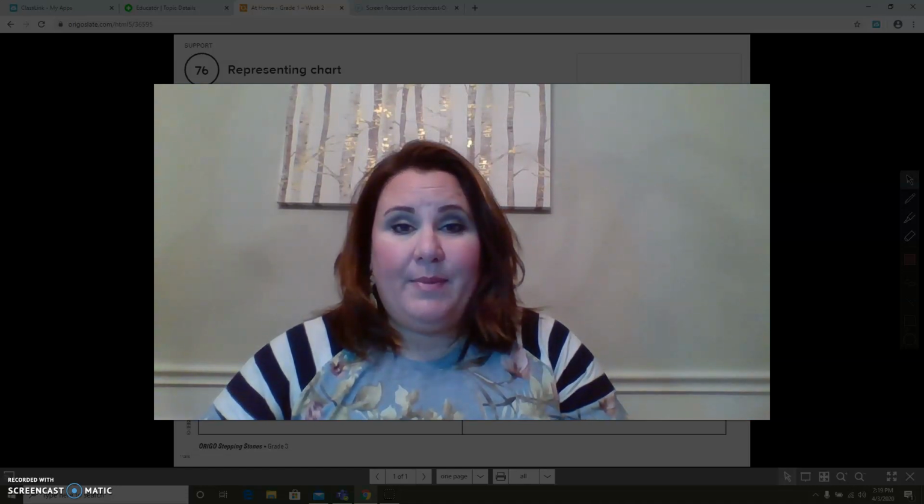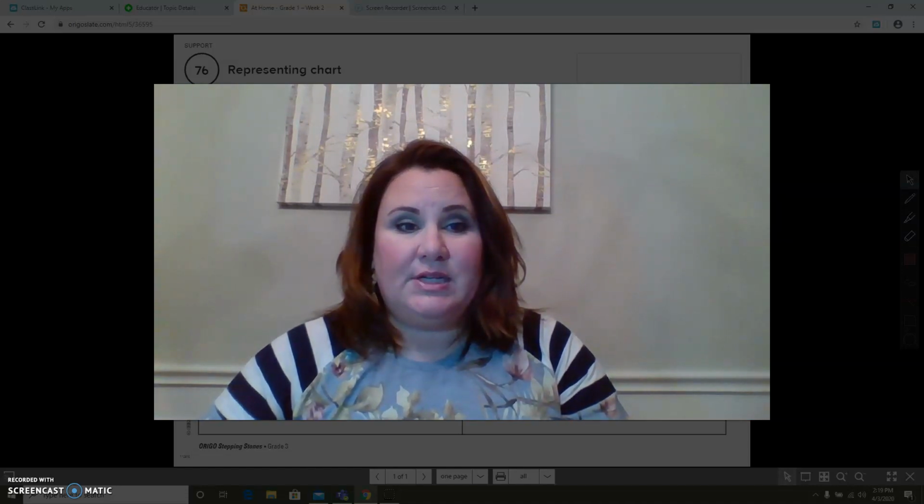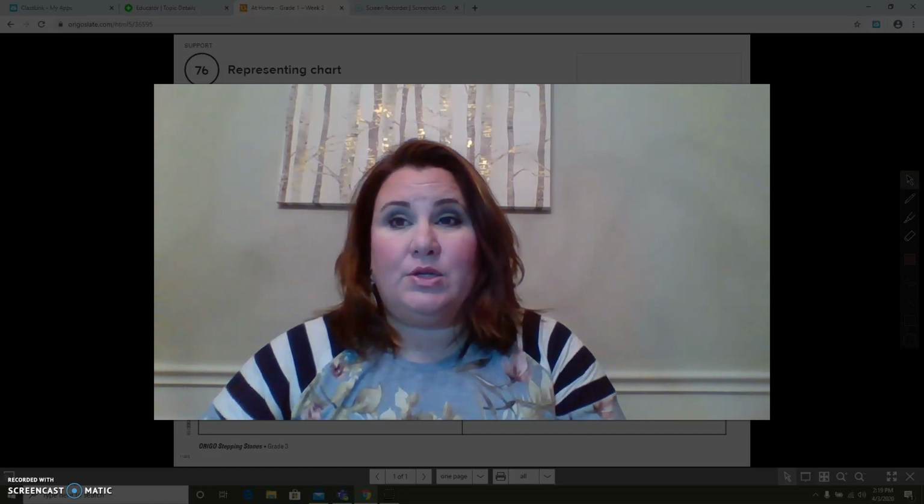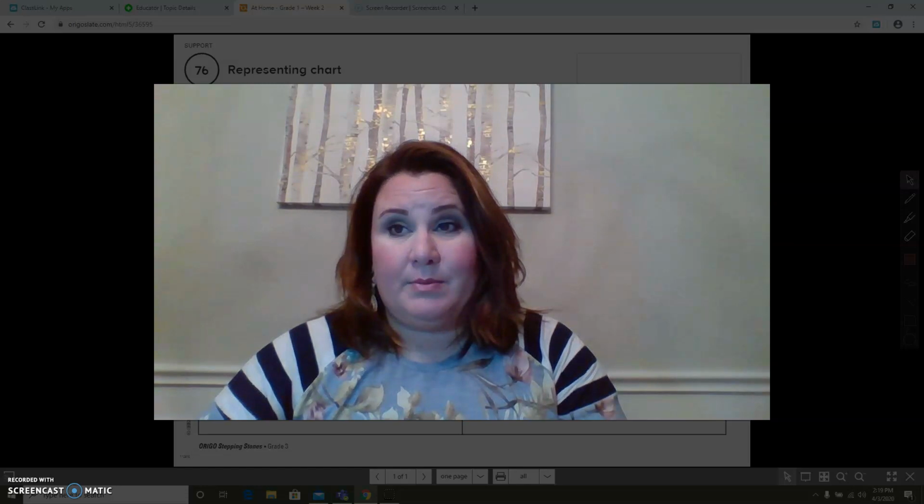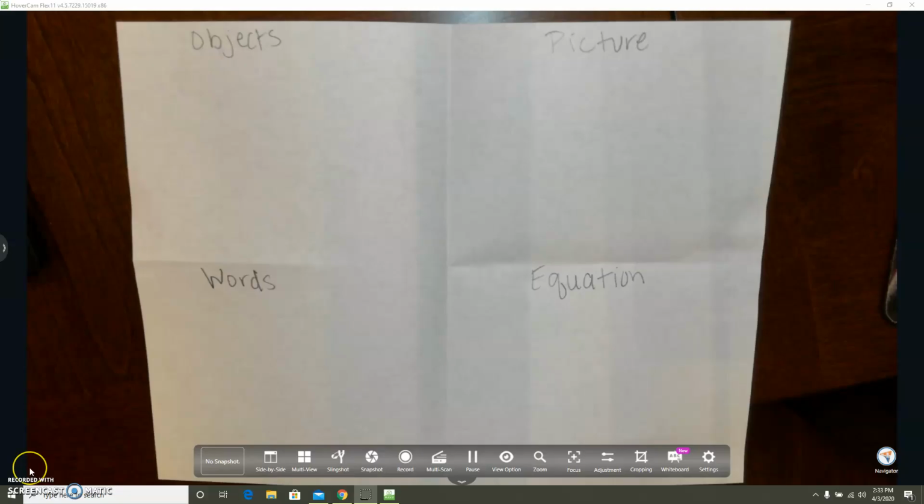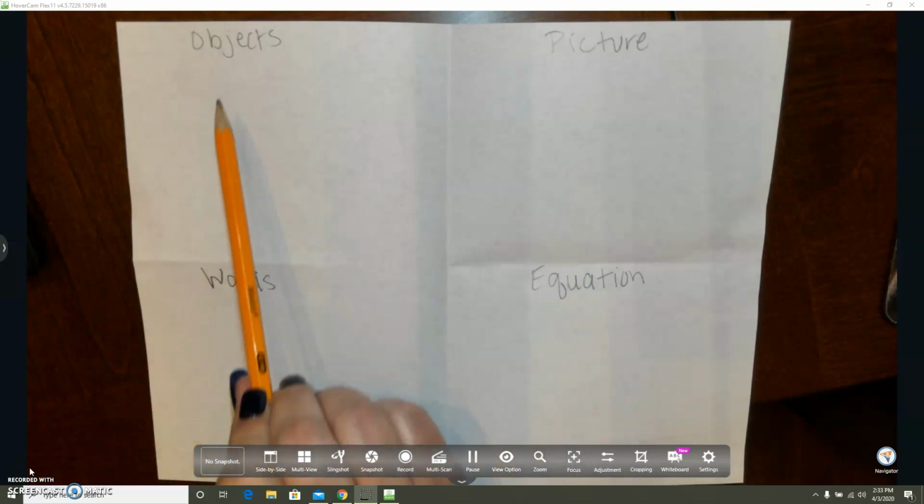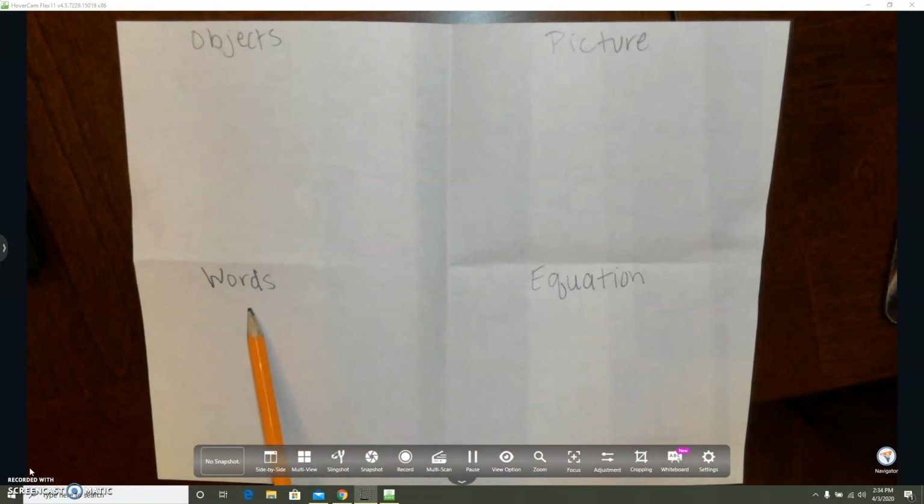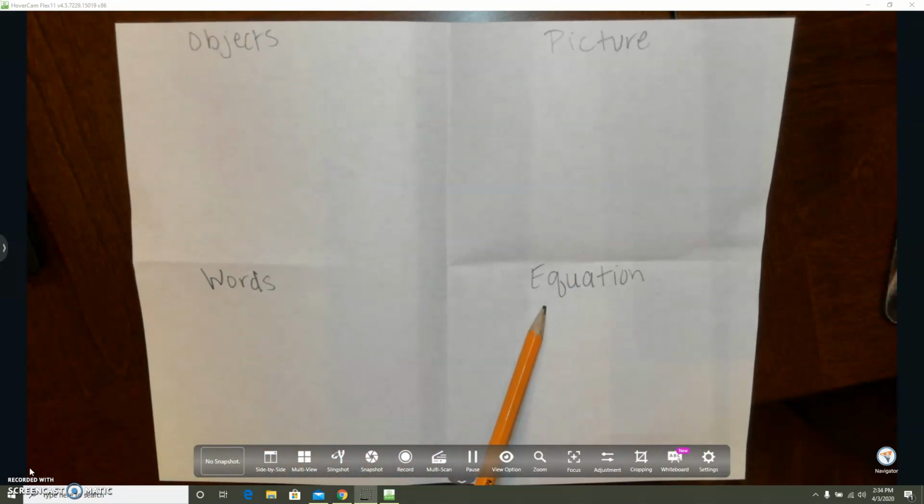Okay, I hope you have your paper and you folded it into 4 sections. After you fold it into 4 sections, we're going to begin our problem solving. So let me show you. Let me get it going here. Okay, so here we go. We've got your 4 sections just like we did last week. We're going to do objects, picture, words, and equation.